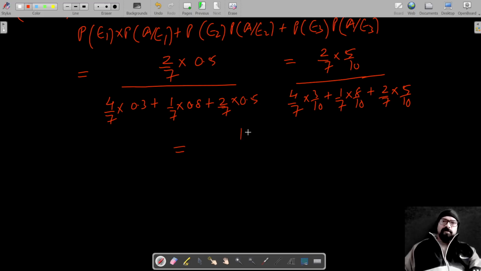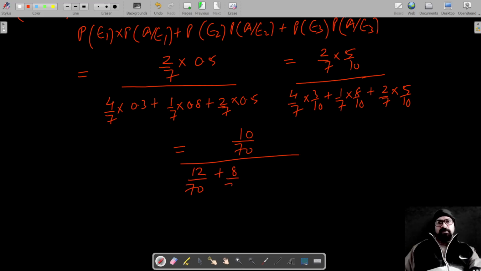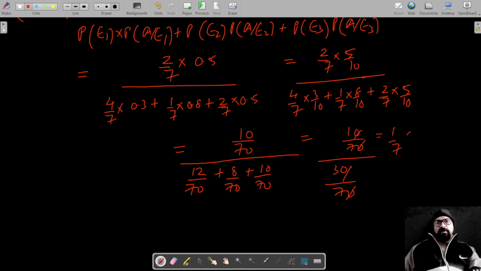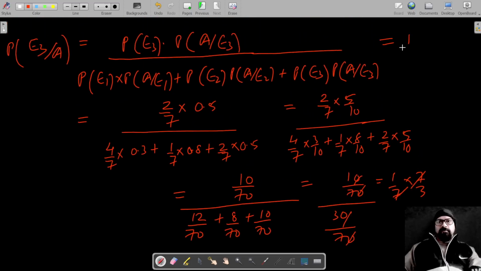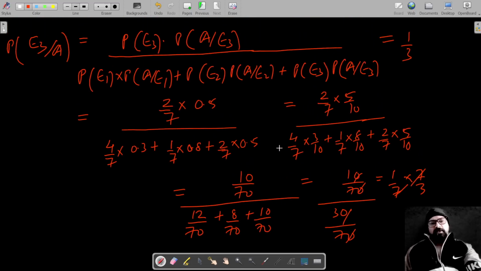Okay, this is now 10 by 70 upon 12 by 70 plus 8 by 70 plus 10 by 70, which is 10 by 70 upon 30 by 70, since 12 plus 8 is 20, plus 10 is 30. So this is 1 by 7 into 7 by 3, and the required probability becomes 1 by 3. So this is the answer, 1 by 3.